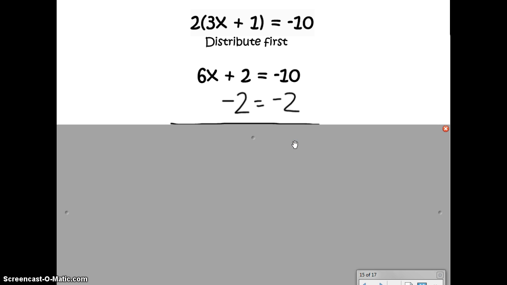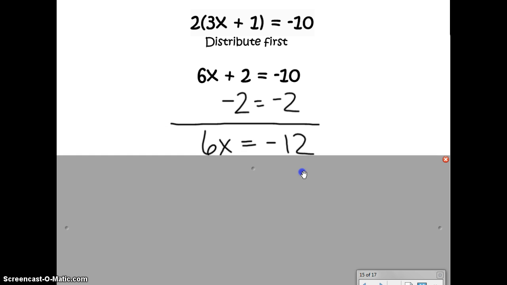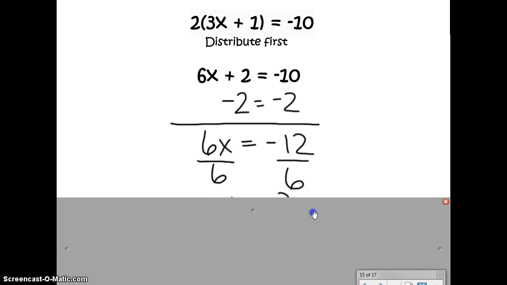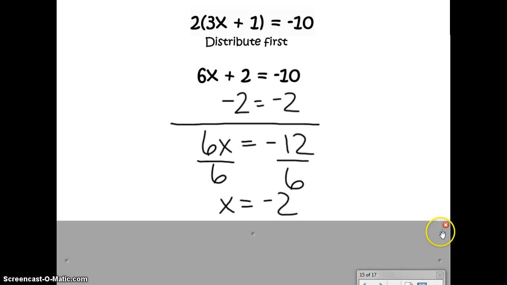I will subtract 2 to both sides. 6x is equal to negative 12. I will divide by 6. x equals negative 2.